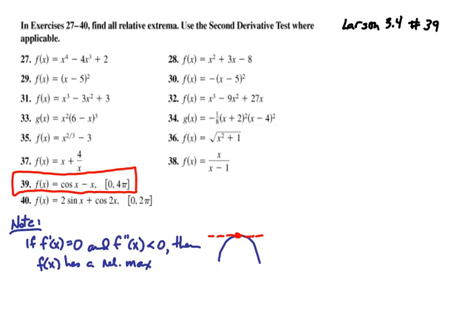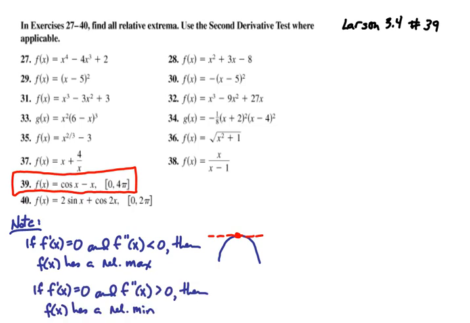Secondly, if the first derivative is 0 and the second derivative is positive, then f of x has a relative minimum. So in this graph, we see that we have a 0 derivative at the bottom, and since the function is concave up at that point, we can see that there has to be a relative minimum. Alright, back to the problem.